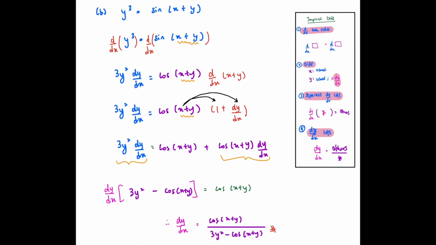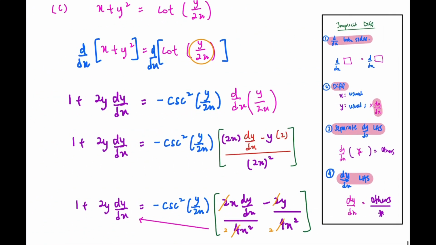Now step number 3. Separate dy over dx to be on your left hand side. So bring this to our left hand side, and then factorize them, so you're left with this. And finally, for your final answer, the right hand side, just divide by this function here. Therefore, this is the final answer.